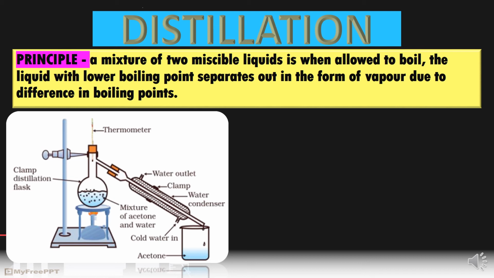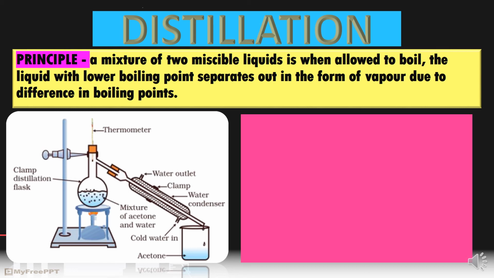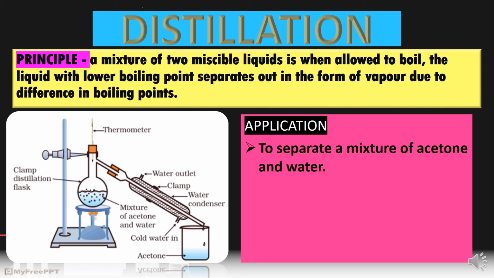And this is based on the difference in boiling point. When there is a sufficient difference in boiling point, only one liquid boils. The application of simple distillation is to separate a mixture of acetone and water. As you can see in this diagram, a mixture of acetone and water is boiled in a distillation flask.